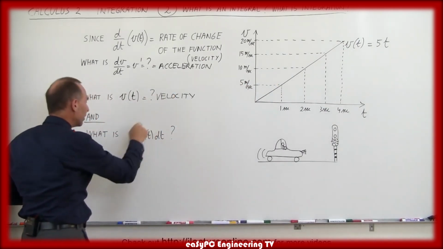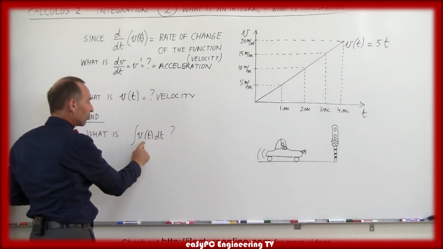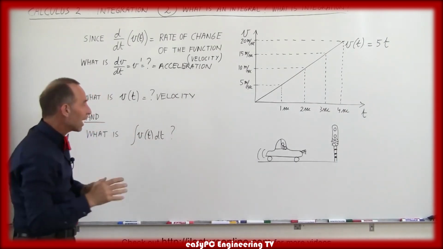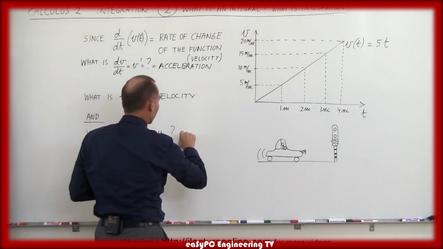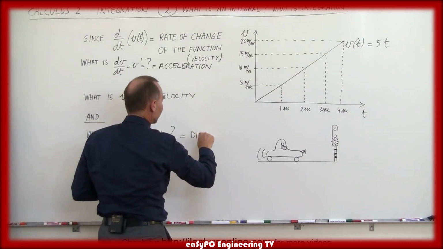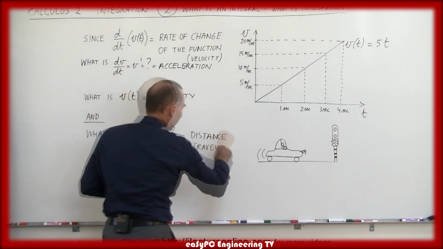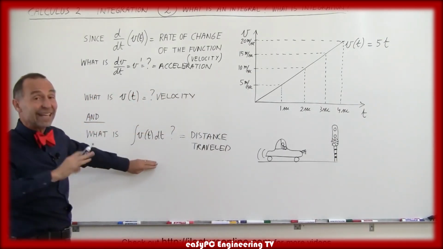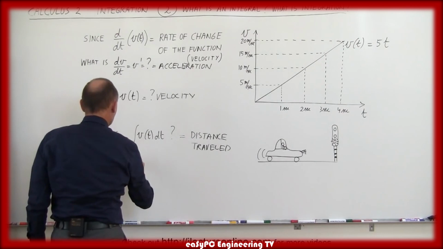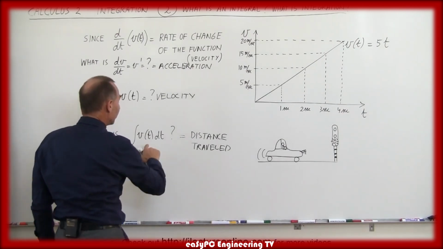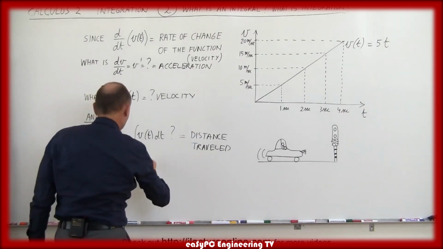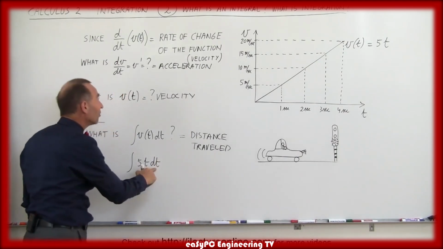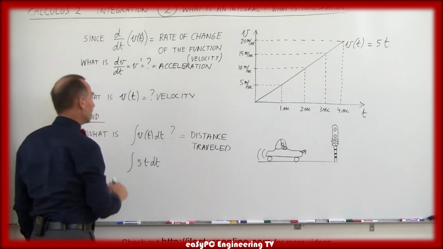So in this case, if we take the integral of a function that's called the velocity of some object, we actually get the distance traveled. So this is equal to the distance traveled. Now, let's go ahead and take the integral of that function. The integral of the function, which is 5 times t, 5 times t dt. And again, we have to have this dt there because that came from the derivative.